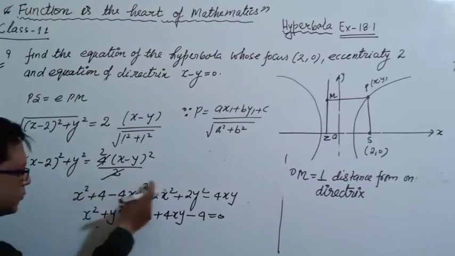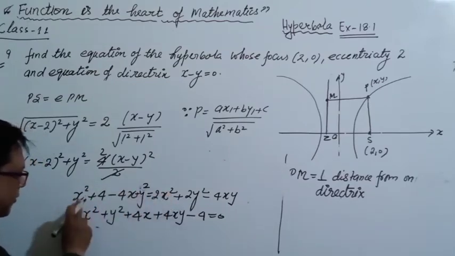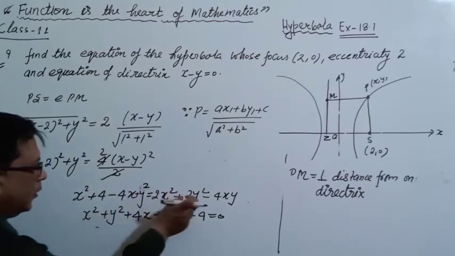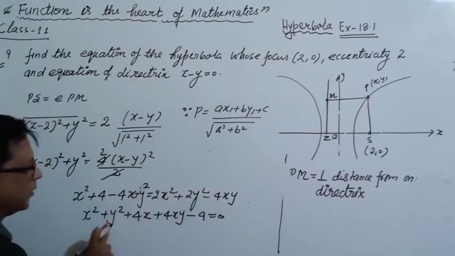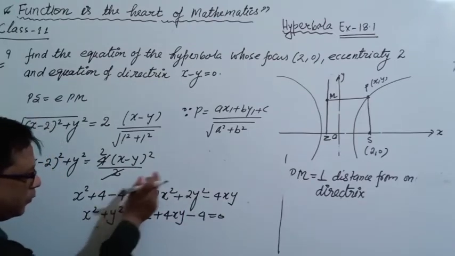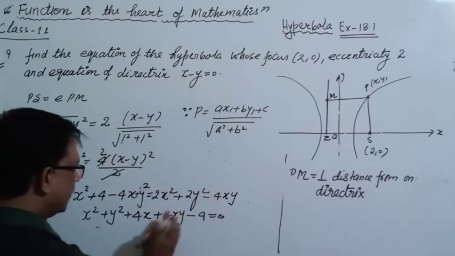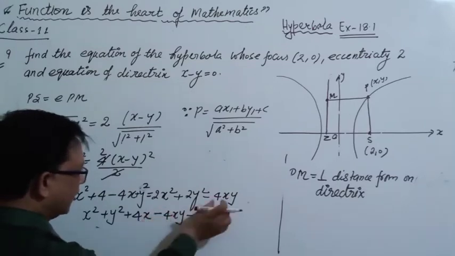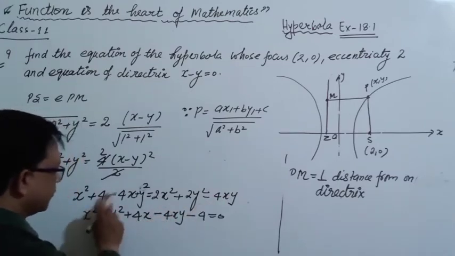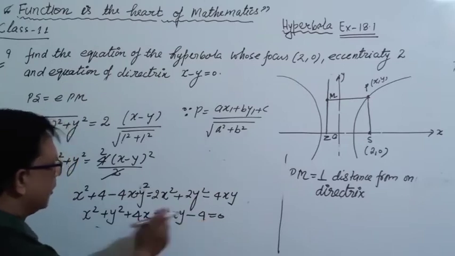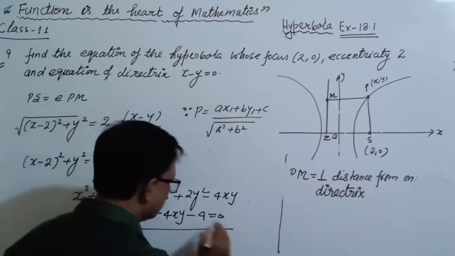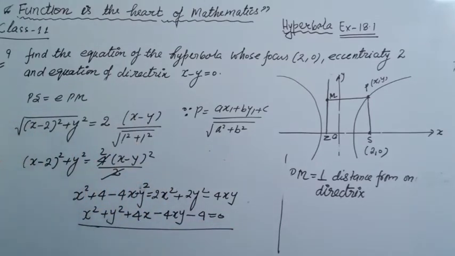Here we move x square to this side, so 2x square minus x square, and 2y square minus y square is y square. Minus 4x moves to the RHS so it becomes positive, minus 4xy becomes positive, and this plus 4 becomes minus 4. So students, this is your final answer. Note this question, it is a very good question.